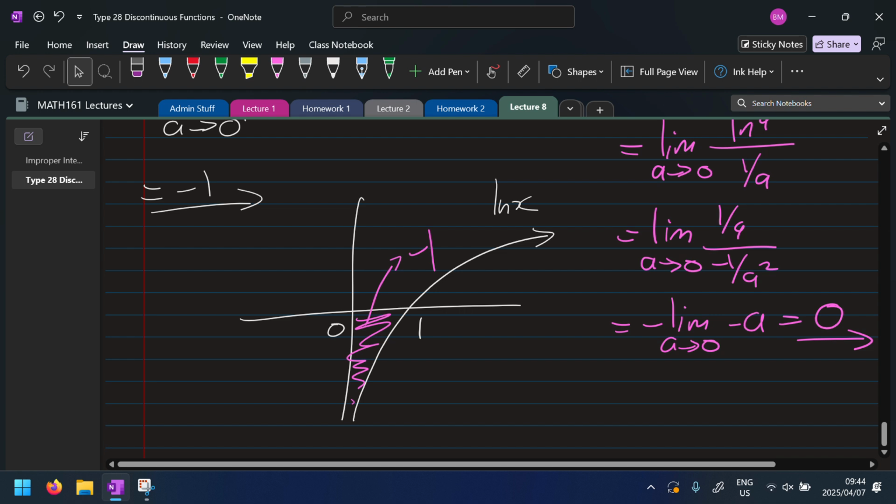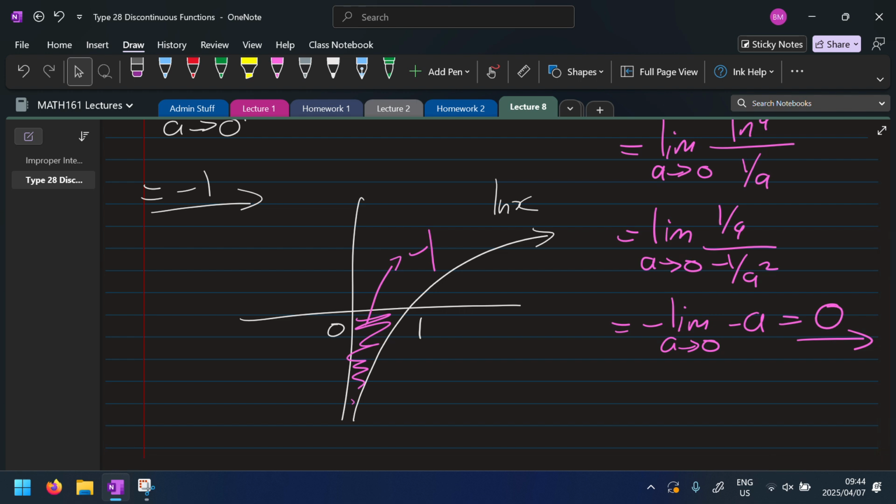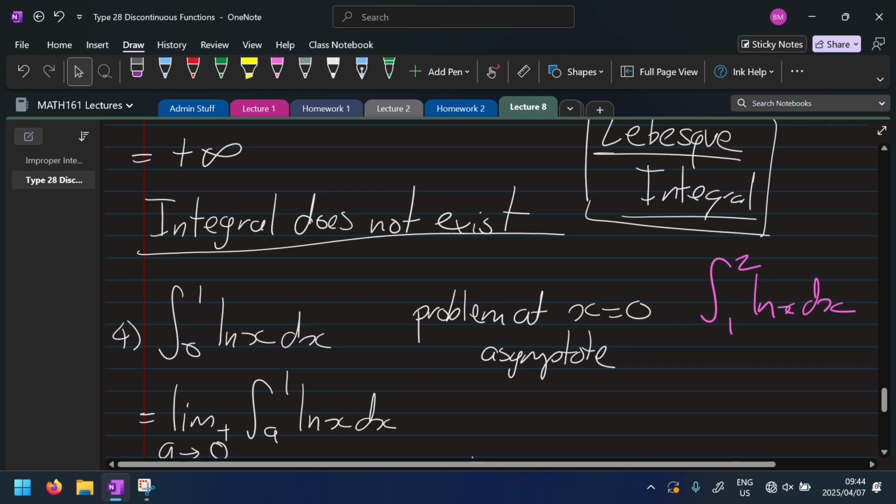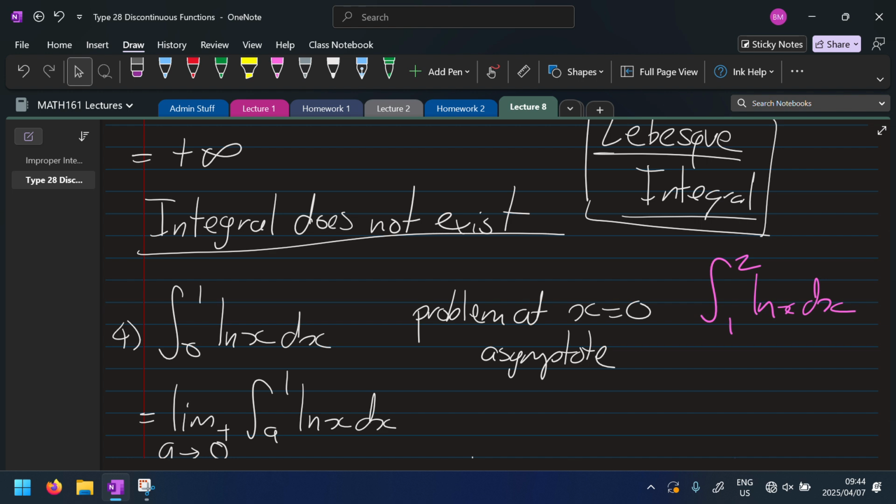Okay. Any questions on this one? All good. Okay. And again, this could be different, right? We could have the integral of x log x. You'd have to do a different integration by parts, but the idea is the same. You replace the asymptote with a or b or t or something like that, do the integral as normal, and then take the limit. Yeah, that's the idea.